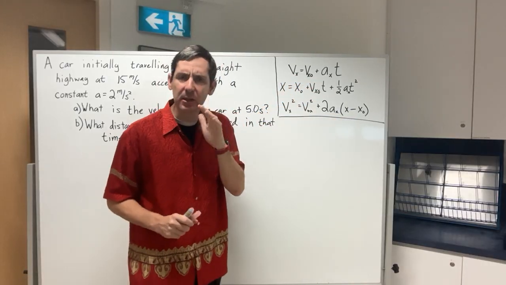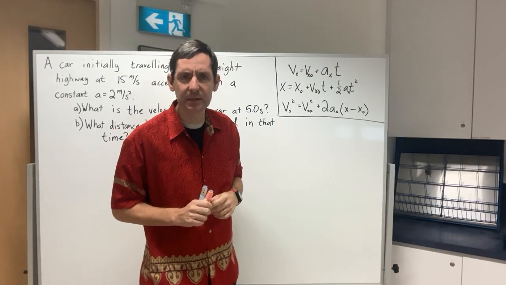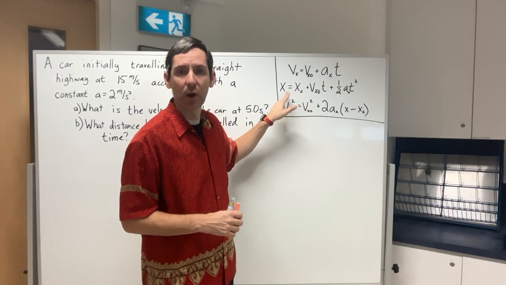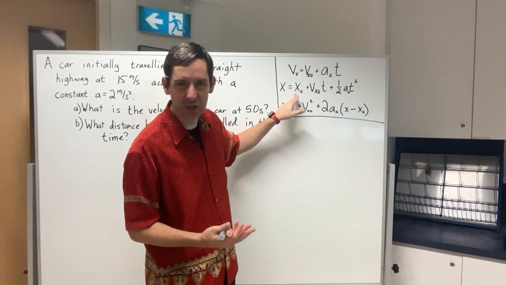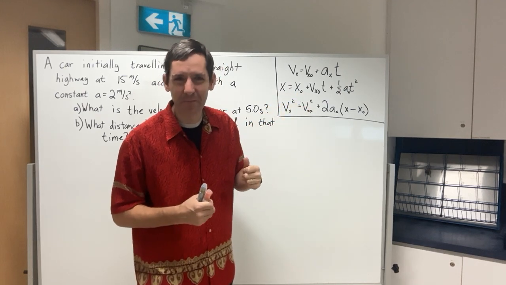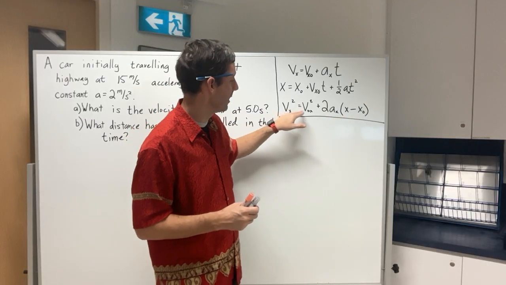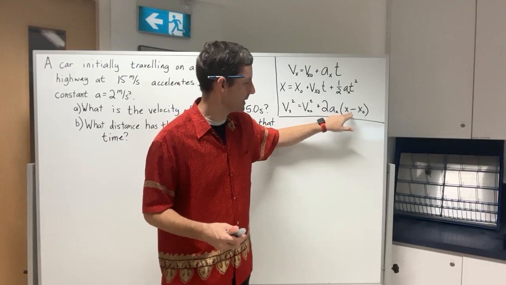The other thing that may be a little different if you're used to SUVAT is that SUVAT uses the S for displacement. In AP Physics, we use an X and an X naught. So X is the final position, X naught is the initial position, and X minus X naught is your displacement, okay? And so that's like right here. In SUVAT, it would be V squared equals U squared plus 2AS. Here, we just use X minus X naught.